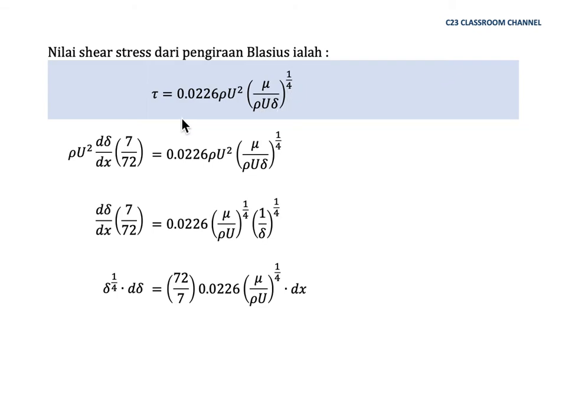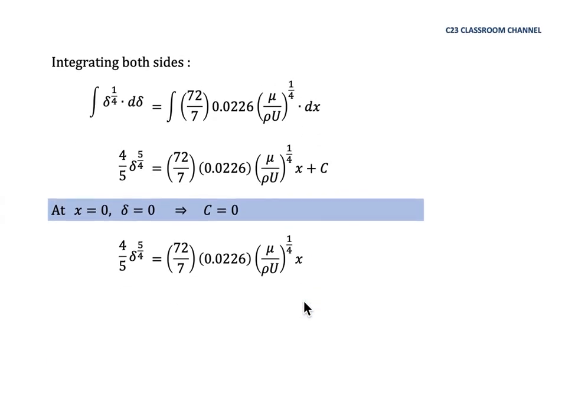So what we need to do is equate both values of shear stress. This is the shear stress from the von Karman equation, and this is the shear stress from the Blasius empirical calculation. So we need to group the delta, which means we bring delta to the power 1 over 4 here and remain with d delta, and then we bring all the other terms to the right hand side. As we did previously, we integrate both sides and assume that at x equal to 0, delta equal to 0, which gives us the constant equal to 0. Then we have this value after the integral process.